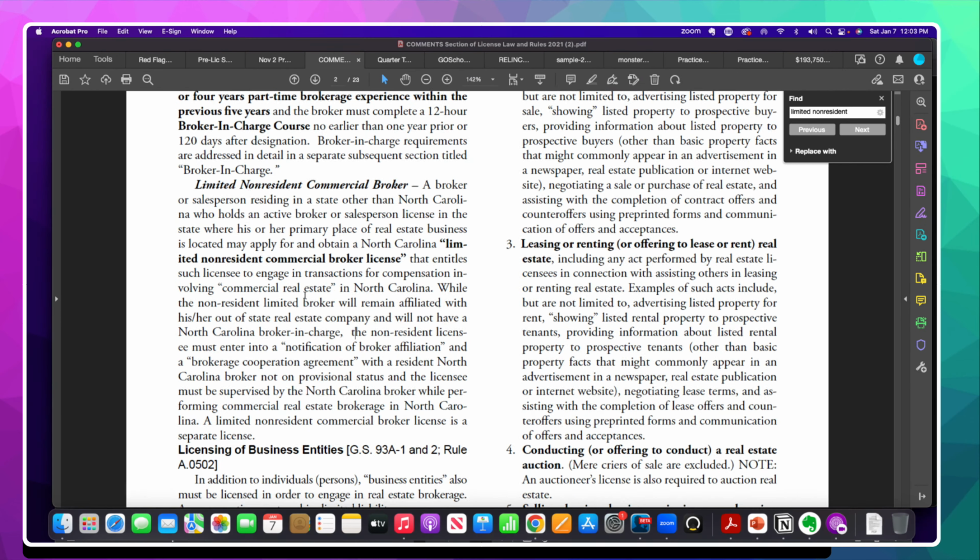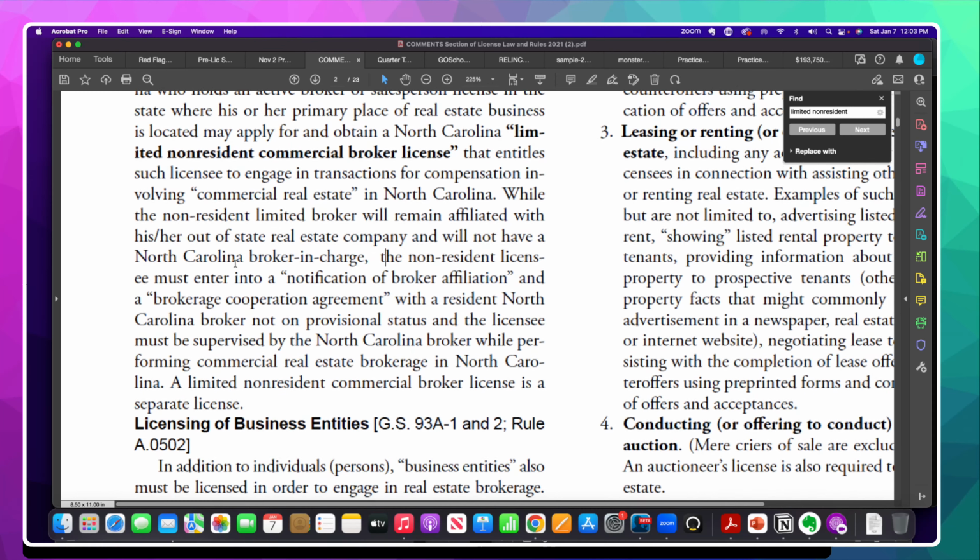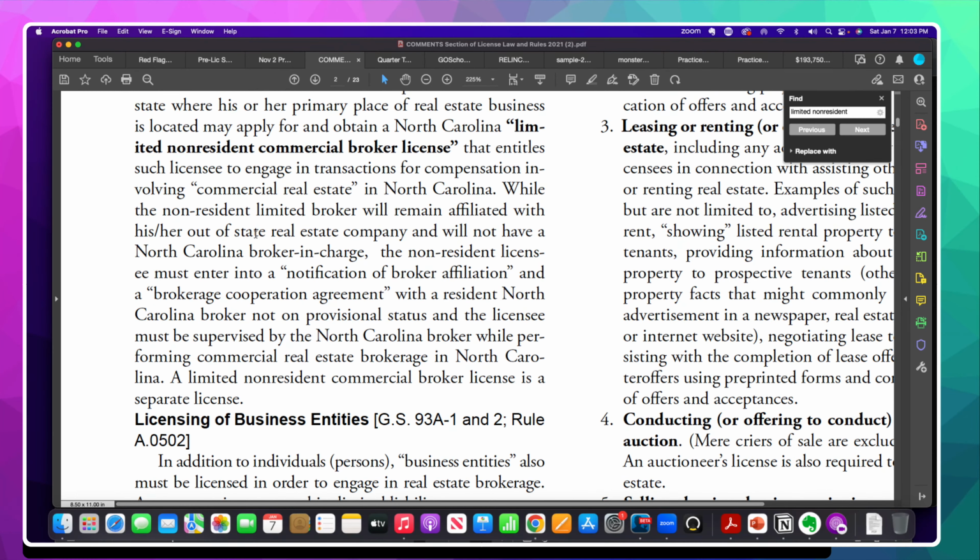Residing in a state other than North Carolina, holds active where their primary place of business is. They don't talk about 2 years specifically. May apply for and obtain the license, entitles them to engage for commercial. They will remain affiliated with their out-of-state company, not have a North Carolina broker in charge. There you go. That's why that one's not right. The non-resident licensee must enter into a notification of broker affiliation and a brokerage cooperation agreement with a resident North Carolina broker not on provisional status, supervised by that broker.